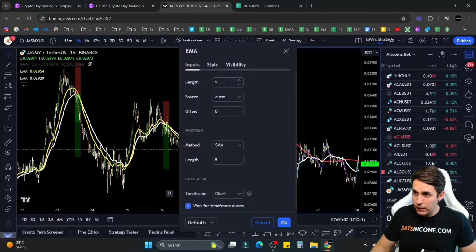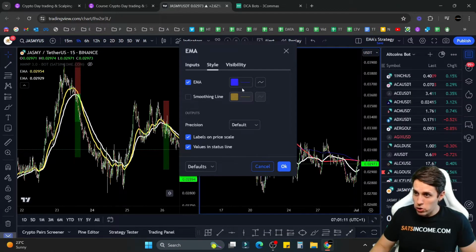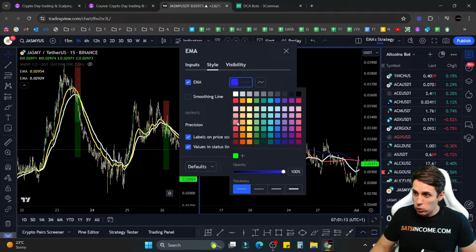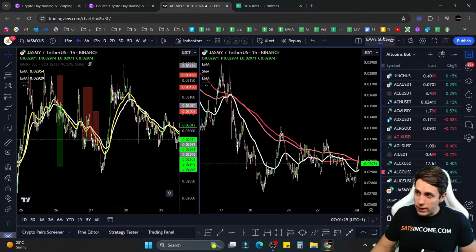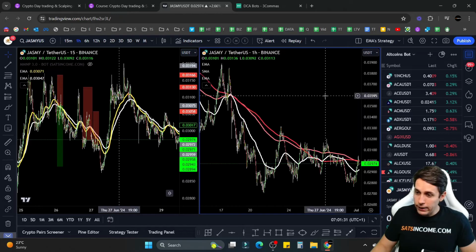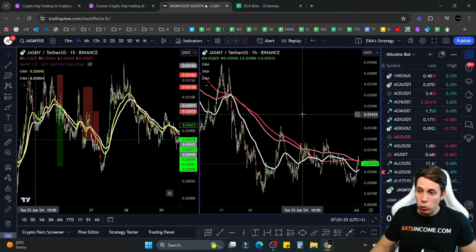And lastly, the third one is gonna be the 200 exponential moving average. So change the length to 200, change the color to a little bit lighter red, make it thicker, hit OK. Now you can save your chart just like this, and that's it. We are pretty much done with the setup.